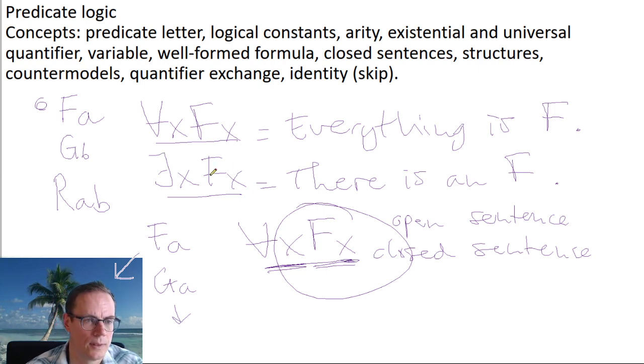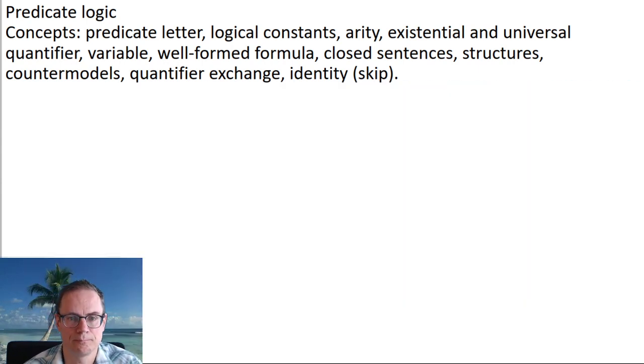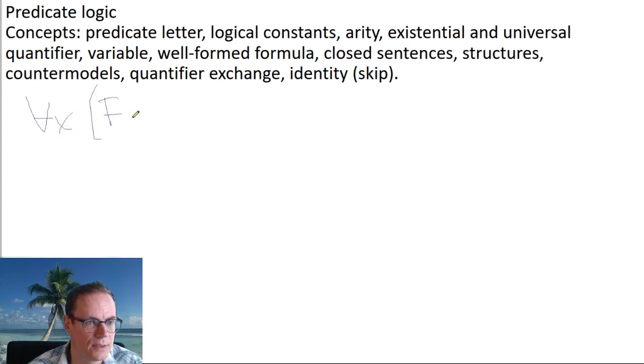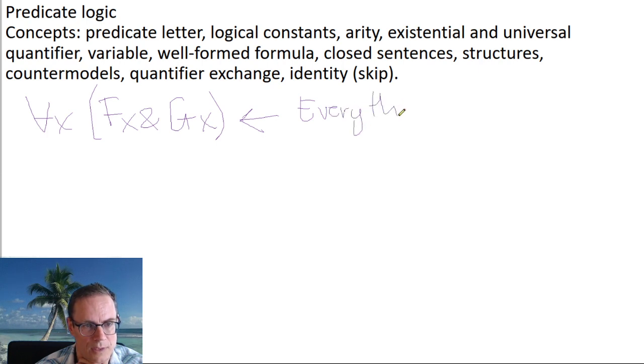Now, we can of course also make slightly more complex sentences, like for instance, for all x, fx and gx. What does that say? Well, it says that everything is both f and g. Everything is f and g.